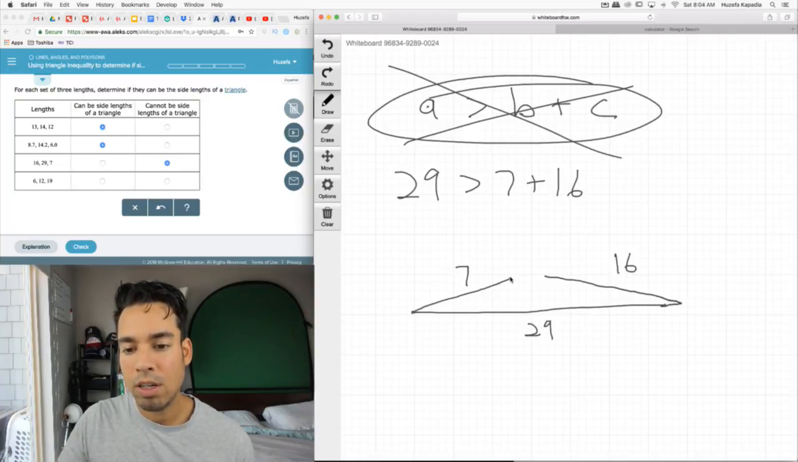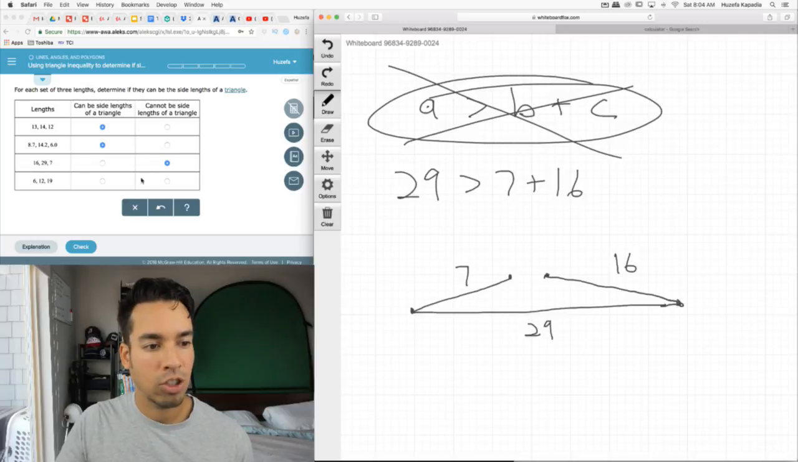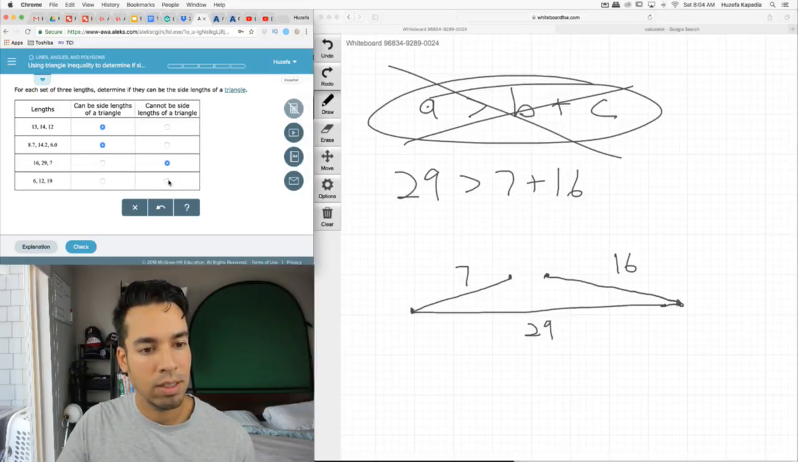these guys will never touch. They'll never touch up here because they can't cover the distance of 29. Even if we laid them completely flat, like down here and down here, they wouldn't touch. So there's no way that this could make a triangle. That's the rationale. Same thing, let's look at the 19. Is 19 greater than 6 plus 12? Yes, it is. Therefore, cannot be a triangle.